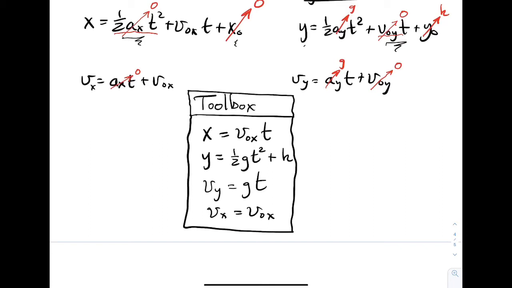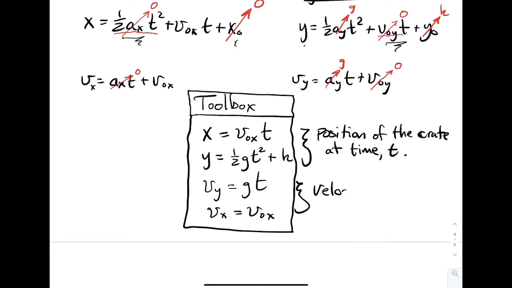So you might note that those two together give the position of the crate at time t, and these give the velocity of the crate at time t. So in other words, our y velocity is changing every second, but what's happening with our x velocity? Look, it doesn't change. There's no factor of t in there.